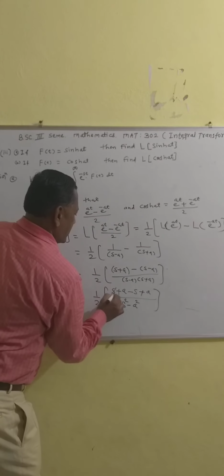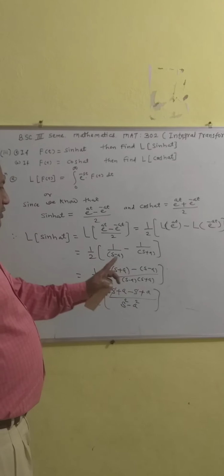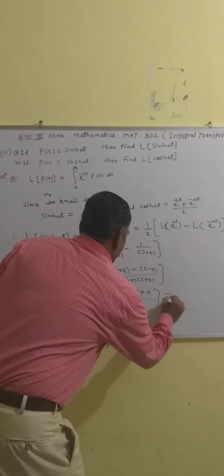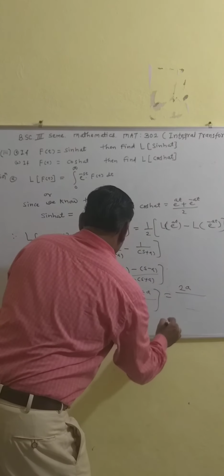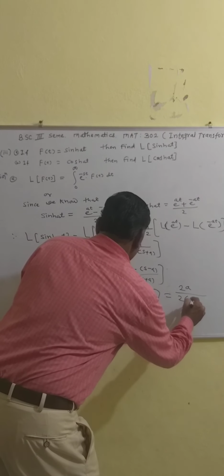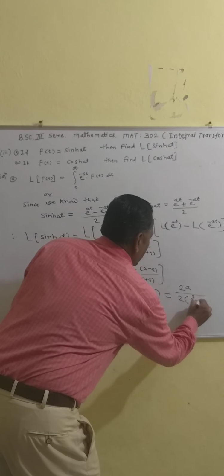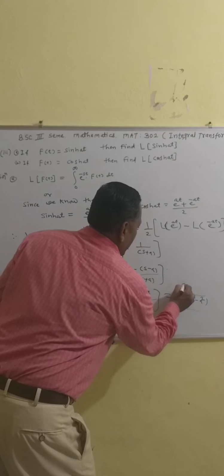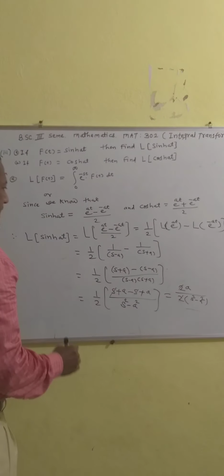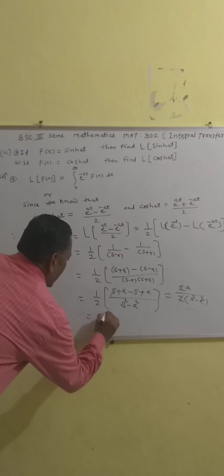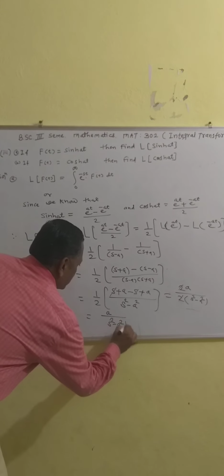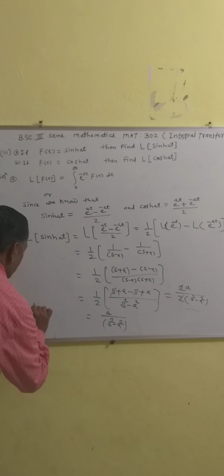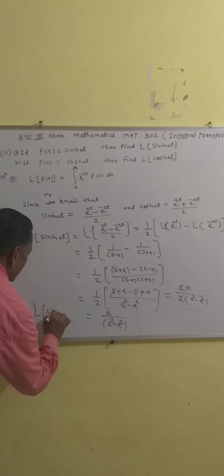Here plus s minus s cancel, and a plus a is 2a. So it is equal to 2a upon 2 into s square minus a square. Therefore again 2 cancels, so remaining is a upon s square minus a square. So this is the Laplace transform of sinh at.